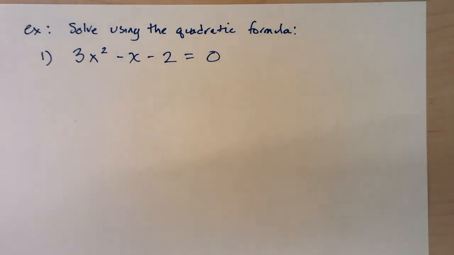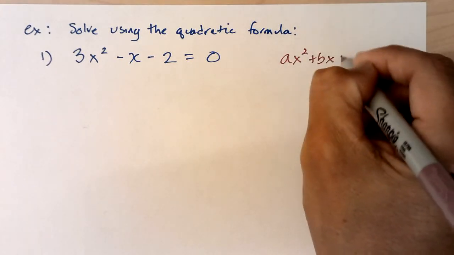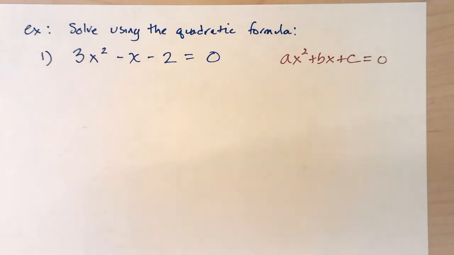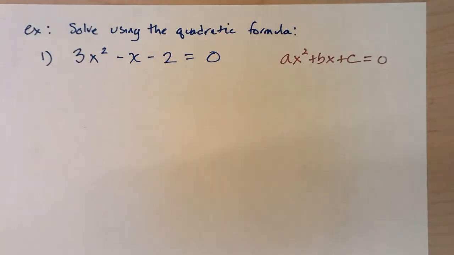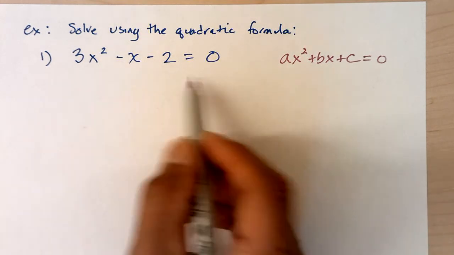All right, continuing to use the quadratic formula to solve quadratic equations. Here's my quadratic equation. Before we figure out what a, b, and c are, we need to make sure our quadratic equation looks like this: ax squared plus bx plus c is equal to 0. In other words, everything needs to be on one side of the equation equal to 0. It should be in standard form as well, which it is.